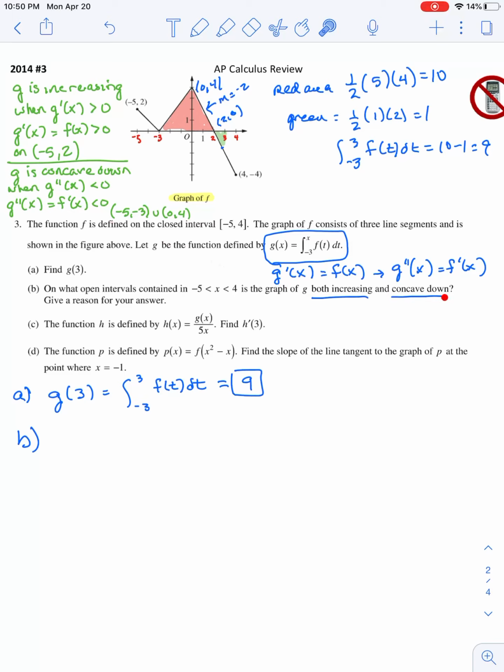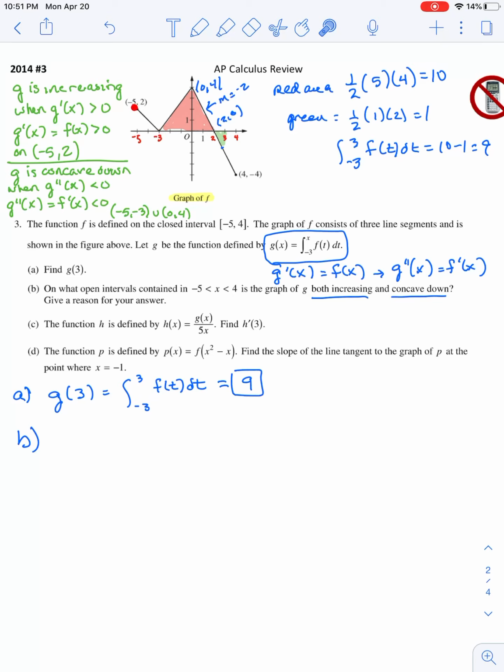And then the other stipulation is we want to know when it's concave down. It has to be both of these. So it's concave down when the second derivative is negative. Well, since g prime is equal to f of x, g double prime will be f prime of x. And we want to know when f prime of x is less than 0.